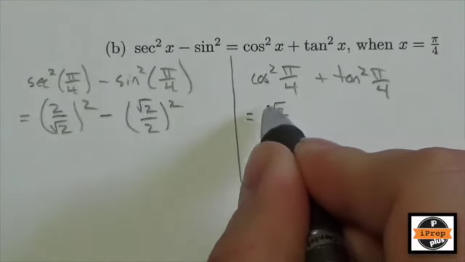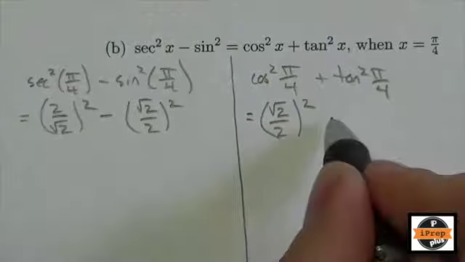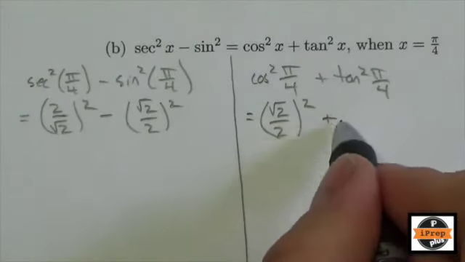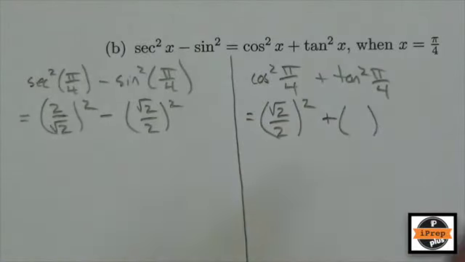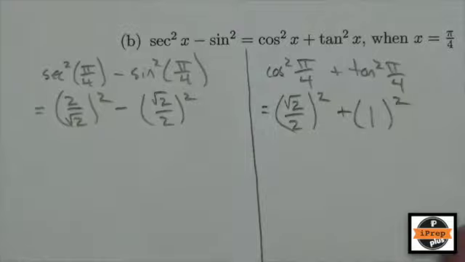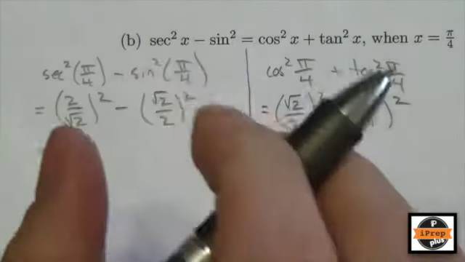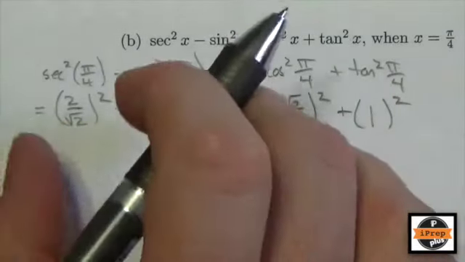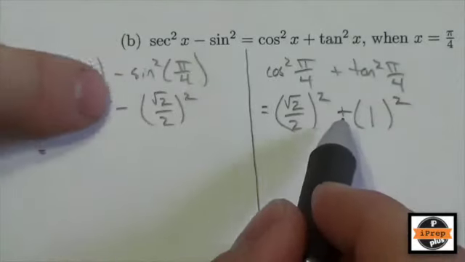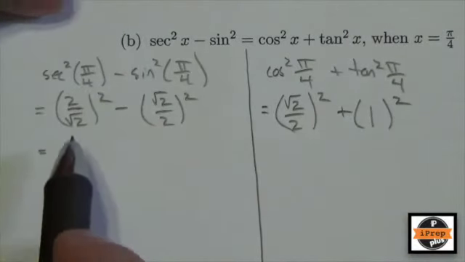So this will become root 2 over 2, again squared, plus, and I like this one because the tangent of pi over 4 is 1. And we're going to square that. That was the easy part of that. Okay. Now, down here, we're going to perform the squares before we do the addition and subtraction here. Okay, that's just order of operations.